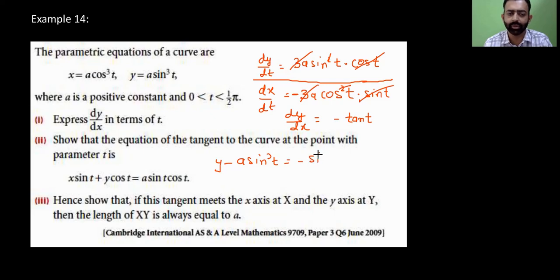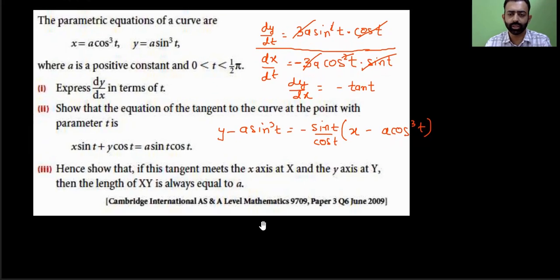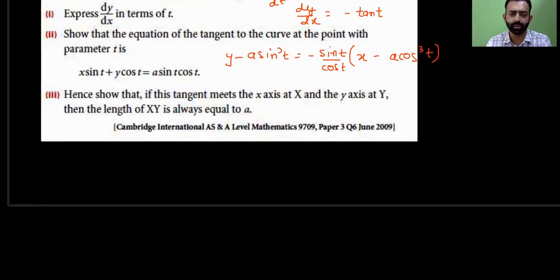I am writing this tan t in terms of sine and cos because the final equation is in terms of sine and cos only. So this is cos t, x minus x1 is x minus a cos cube t. Okay, so let us solve this and simplify.